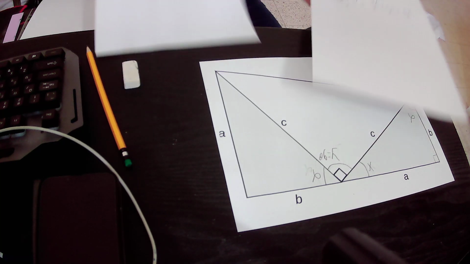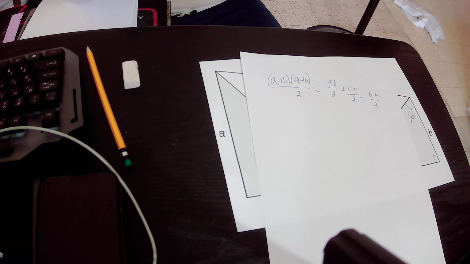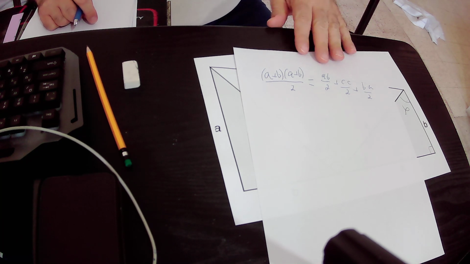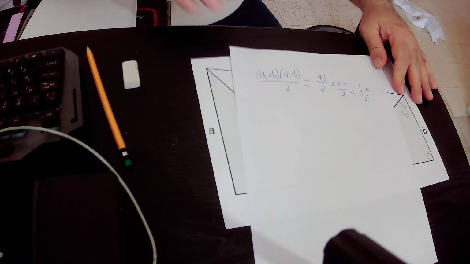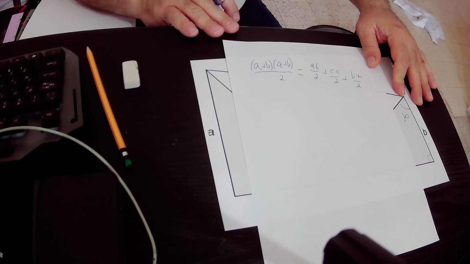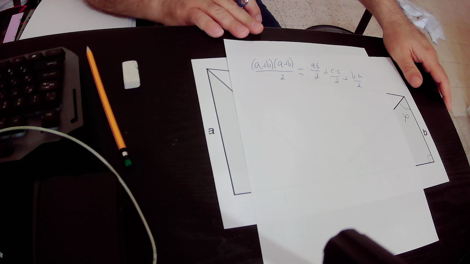So expression 1 equals expression 2, or the area of the trapeze as we calculated it in the first way is equal to the area of the trapeze as we calculated it in the second way. And here, actually, we can multiply the equation by 2.